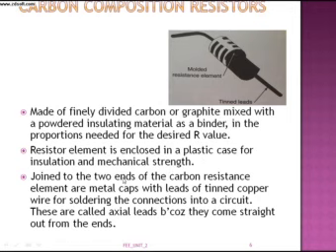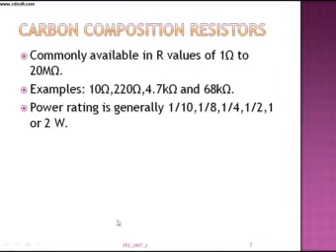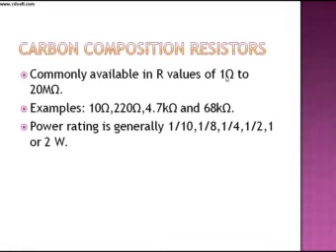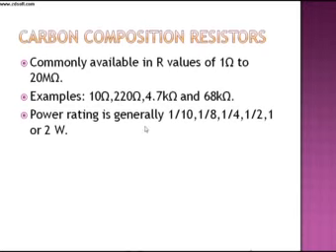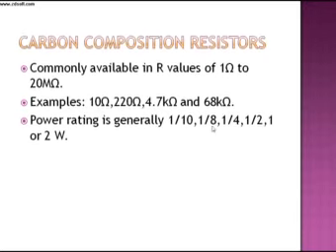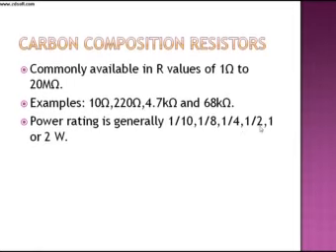The two ends of the carbon resistance element have metal caps with leads of tinned copper wire for soldering the connections to your circuits. The commonly available range of resistance is from 1 ohm to 20 mega ohms. Examples: 10 ohms, 20 ohms, 4.7 kilo ohms and 68 kilo ohms. The power rating is generally 1/10 watt, 1/8 watt, 1/4 watt or 1/2 watt. So this is about carbon composition resistors. The rest will be discussed in the next class.